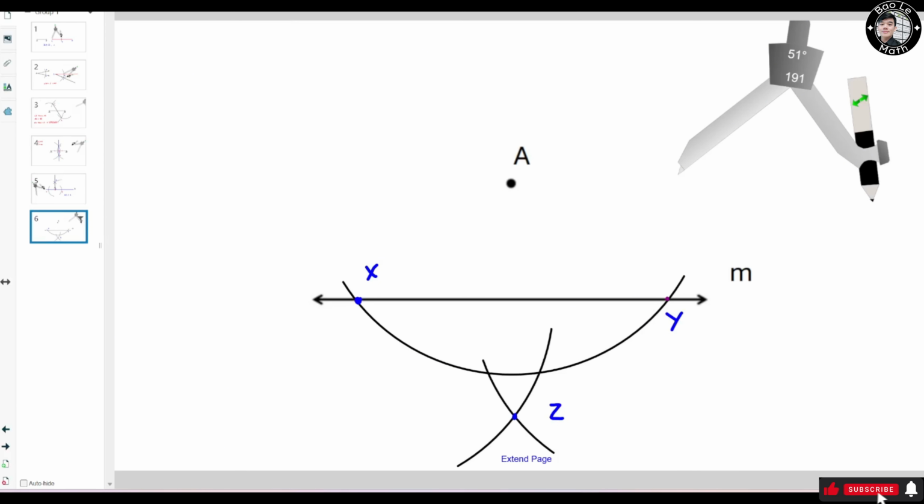Then I'm gonna use the straight edge, connect A and C. So I just have the new line AC that is perpendicular to line M, right?